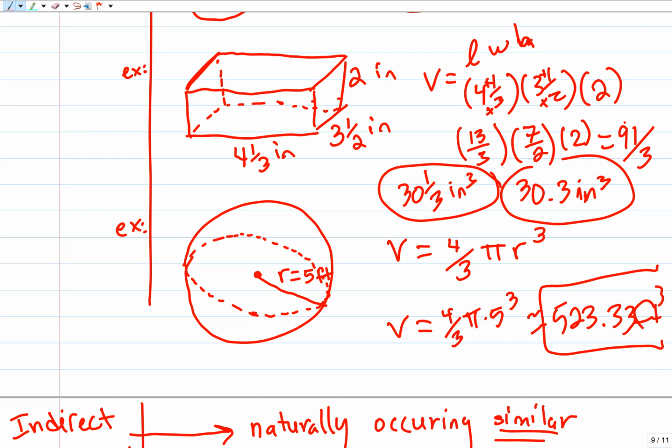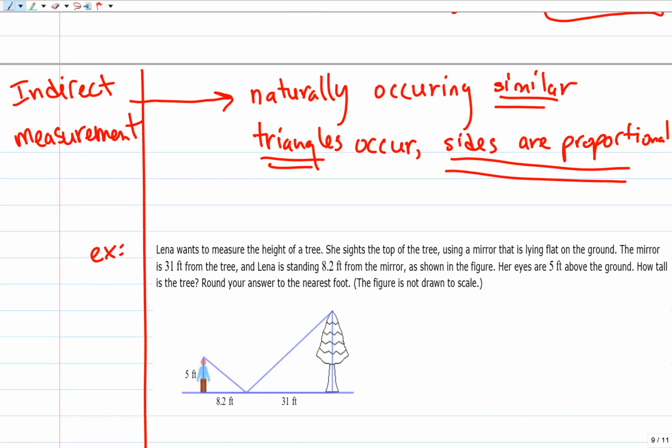Our last little thing that we're going to do with geometry is some indirect measuring. This relates to what we did before when we had the similar objects, but basically an indirect measure is where we have naturally occurring similar triangles, and if we have similar triangles, that means the sides are proportional. This occurs in nature. Here's a really easy example.